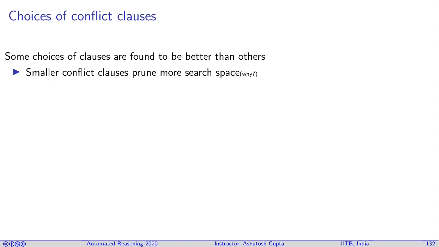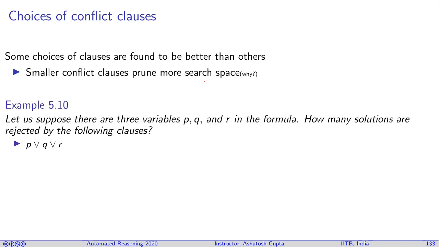If a conflict clause is smaller, it prunes away more search space, which we can understand by this example. Let's suppose you have three variables in your formula, P, Q, and R, and we learn the conflict clause P or Q or R. We can easily see there's only one assignment it rejects, which is P equals 0, Q equals 0, and R equals 0. That is actually the unsatisfying assignment. So it rejects only one assignment. Let's suppose we have P or Q as a conflict clause, so it basically rejects two assignments. Similarly, if you have a single literal conflict clause, it will reject four assignments.